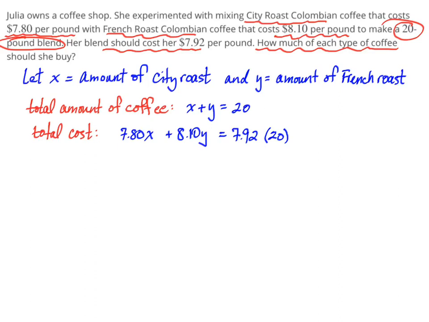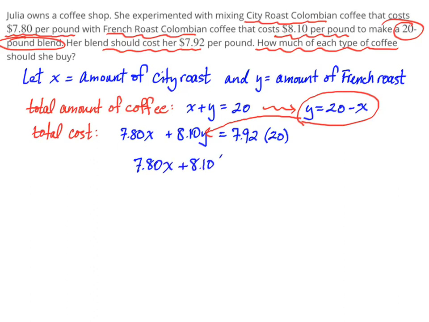So I'm going to solve that first equation for y in terms of x. So I'm going to subtract x from both sides. I get y equals 20 minus x. And now I take that expression for y and I substitute it into the second equation. I replace the y variable with 20 minus x. So let me rewrite that equation. So I get 7.80x plus 8.10 times 20 minus x equals 7.92 times 20.